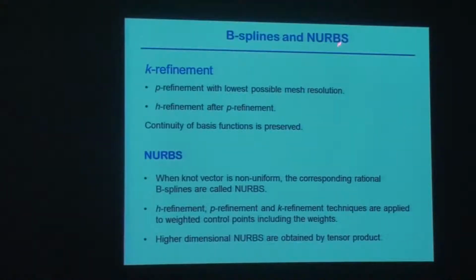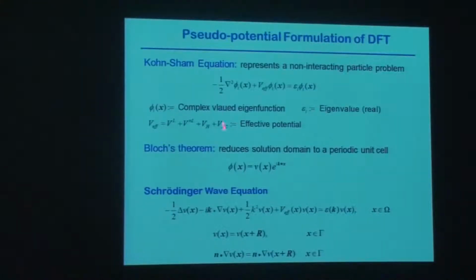NURBS are nothing but B-splines, and the only difference is when the knot vector is not uniform, the corresponding rational B-splines are called non-uniform rational B-splines, NURBS. NURBS also have H, P and K refinement techniques, and using NURBS, you can locally refine in a region, and that is equivalent to localized H mesh refinement in the context of finite elements. And higher order NURBS are obtained by tensor product of 1D cases. So now let's take a look at the pseudo-potential formulation of density functional theory.